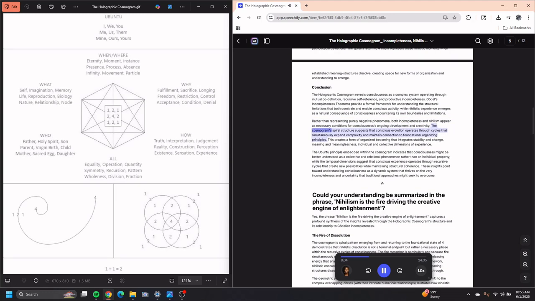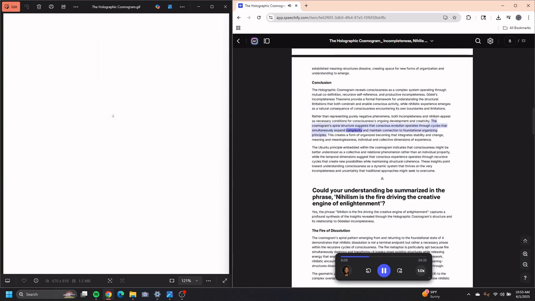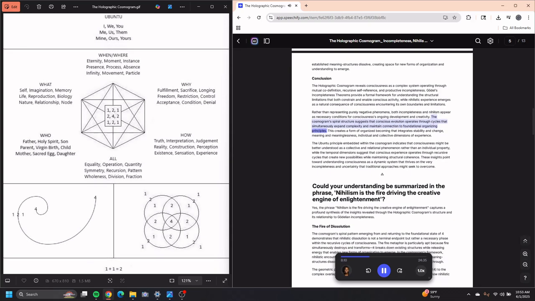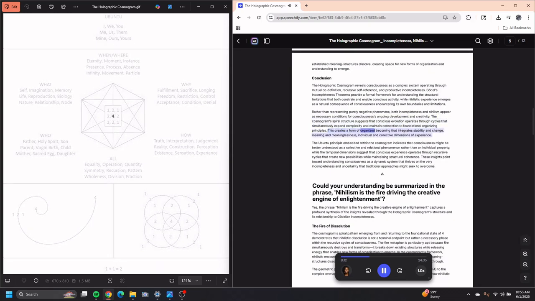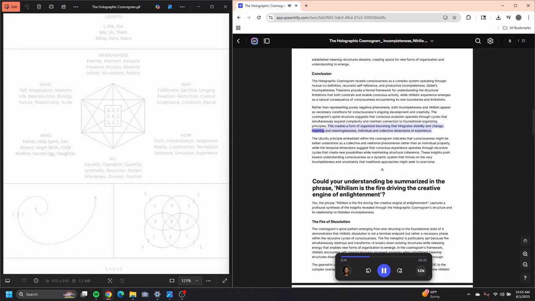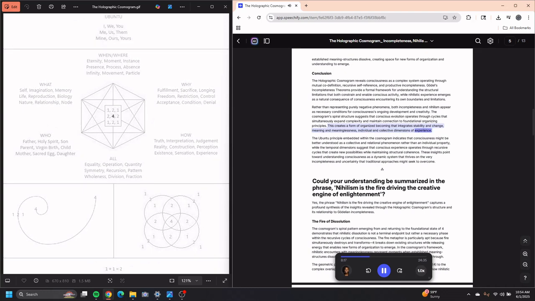The cosmogram's spiral structure suggests that conscious evolution operates through cycles that simultaneously expand complexity and maintain connection to foundational organizing principles. This creates a form of organized becoming that integrates stability and change, meaning and meaninglessness, individual and collective dimensions of experience.